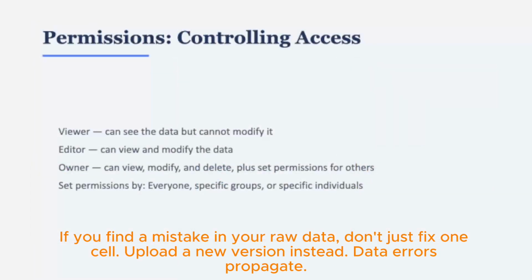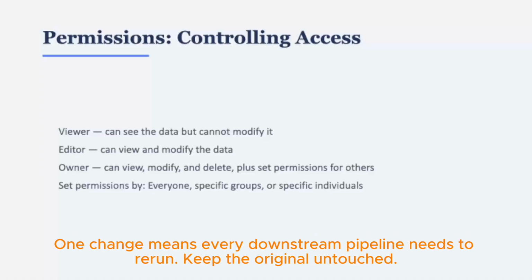If you find a mistake in your raw data, don't just fix one cell. Upload a new version instead. Data errors propagate. One change means every downstream pipeline needs to rerun. Keep the original untouched.